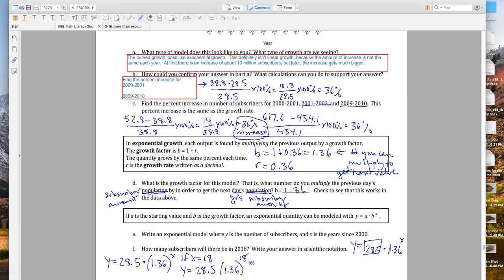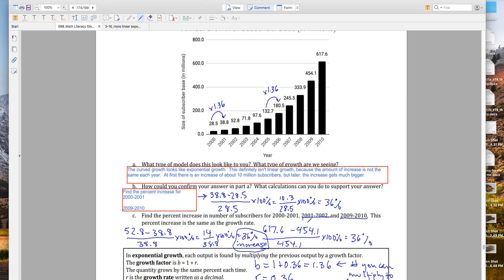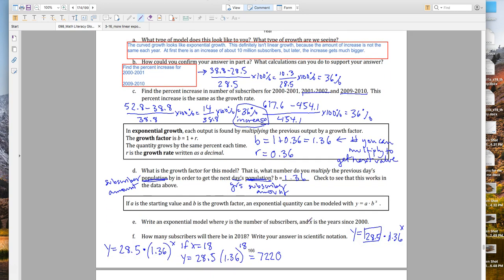And when I put that into my calculator, I get 7220. And that doesn't seem to need to be in scientific notation. But then I remember, oh wait, this graph was in millions. So I have that number, but then I need to put the word millions on the back of it. And so then you can imagine why we might need scientific notation, because it's 7220 with 6 more zeros on the back, because I multiply by 1,000,000 subscribers.